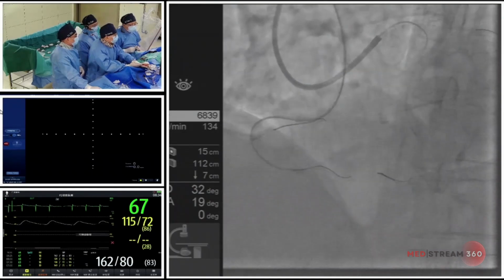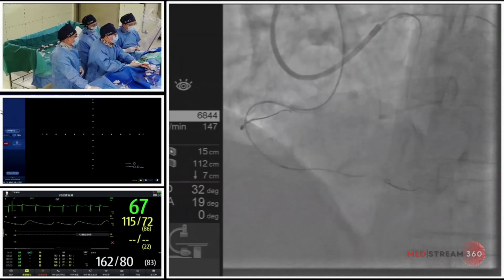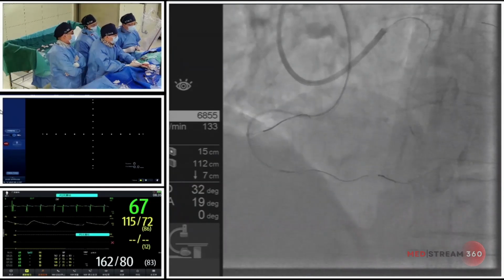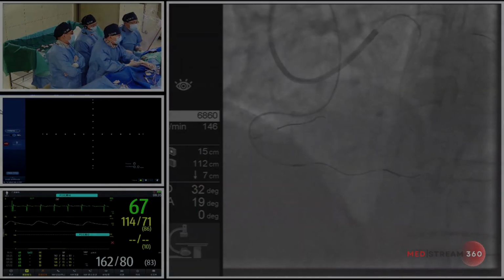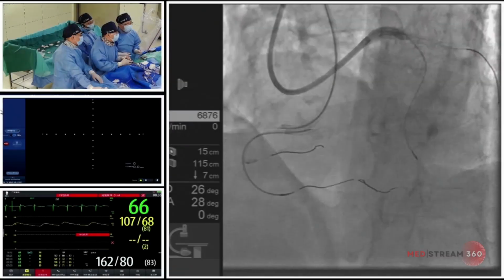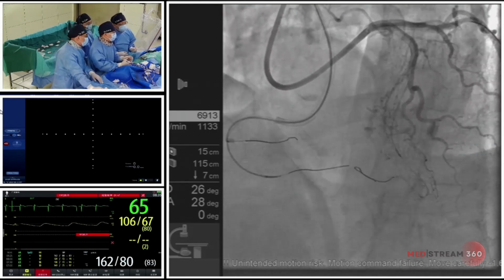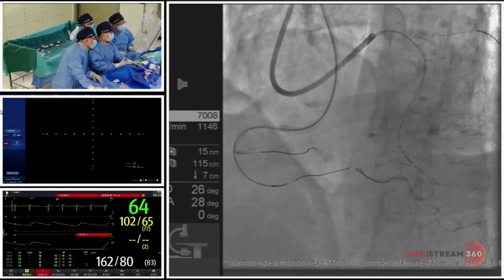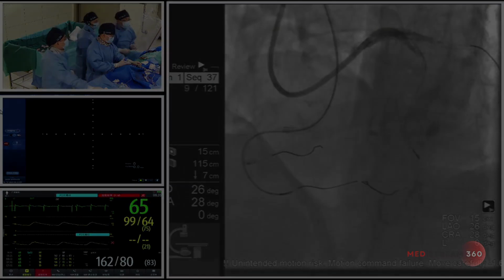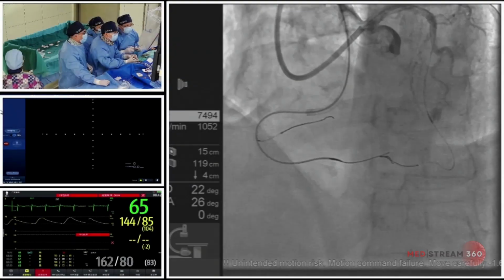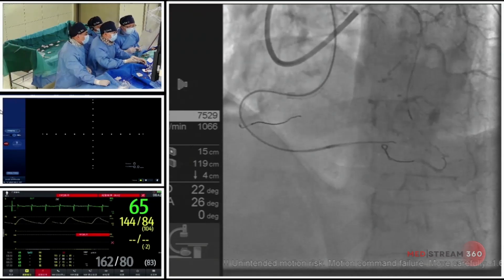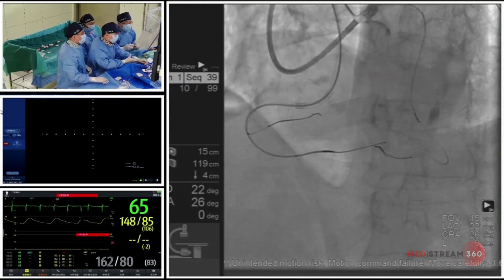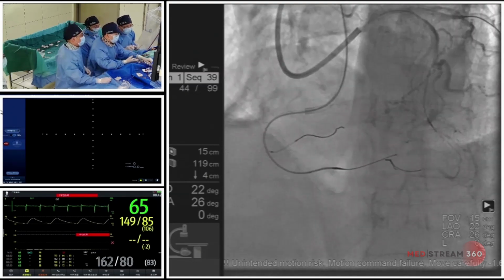Should be in the subintimal space. Mm-hmm. It looks like a spiral. Mm-hmm. Okay, here we must be very careful. Okay, and you? Oh, okay, we reached the distal bifurcation site. Okay. Are we in the PLV side branch or something?